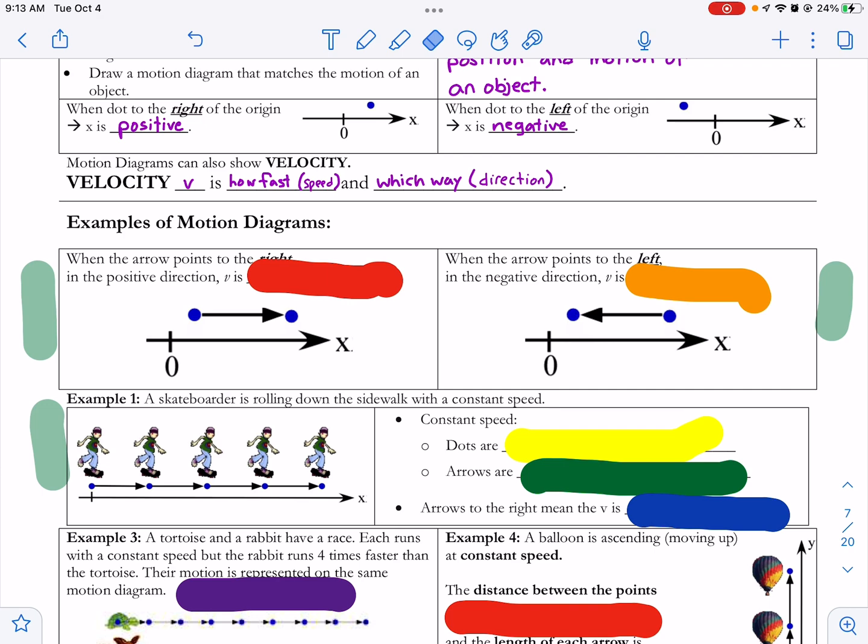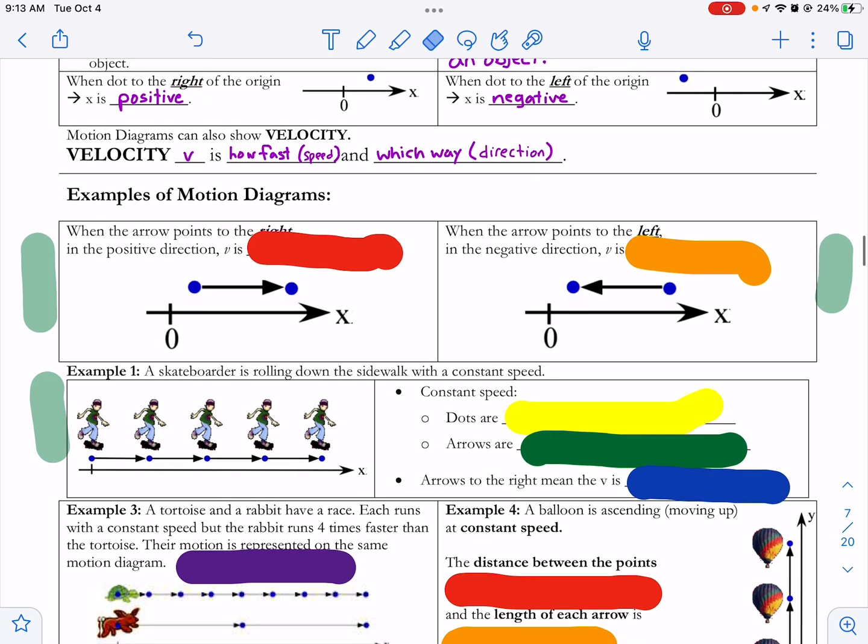In a motion diagram, we can see your velocity with an arrow. If your arrow points to the right, your velocity is in the positive direction. And if your arrow points to the left, your velocity is in the negative direction.